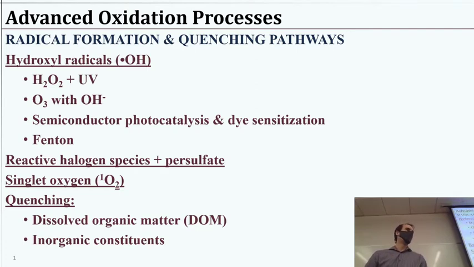So today we're going to take a look at the more generic advanced oxidation processes and the kind of reaction pathways that we know pretty well. So that'll be hydrogen peroxide with UV, ozone with UV or with base, semiconductor photocatalysis, and then Fenton is probably the last thing we'll get to. And then next time we'll talk a little more about reactive halogens, singlet oxygen sensitizers, and quenching reactions with non-target organics.